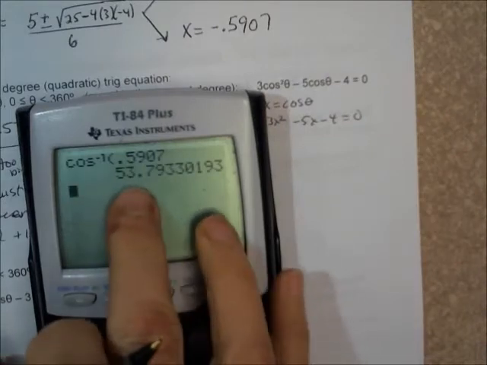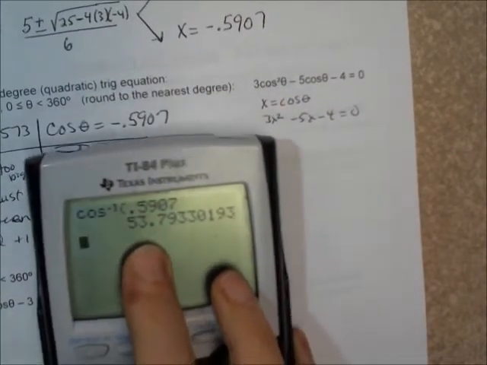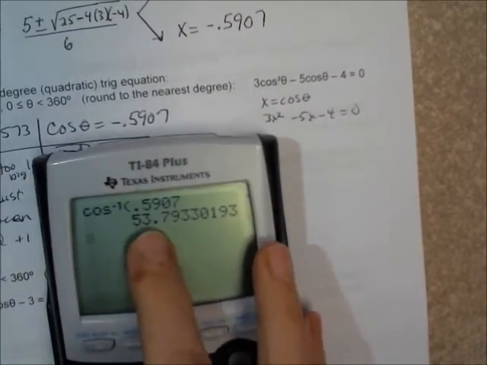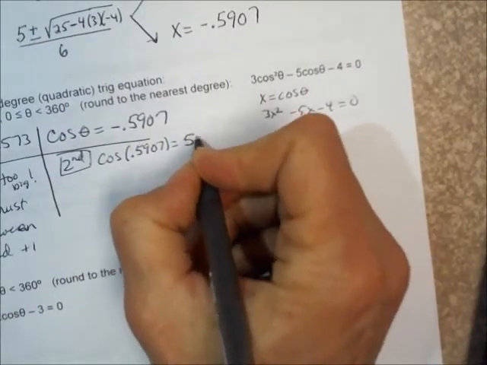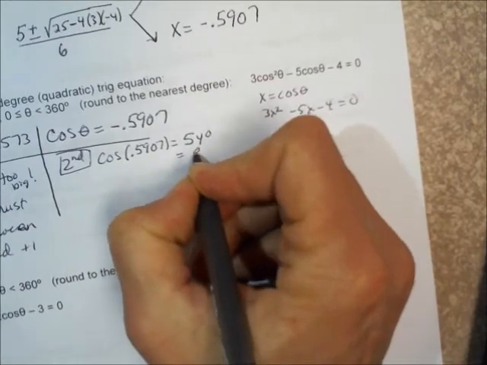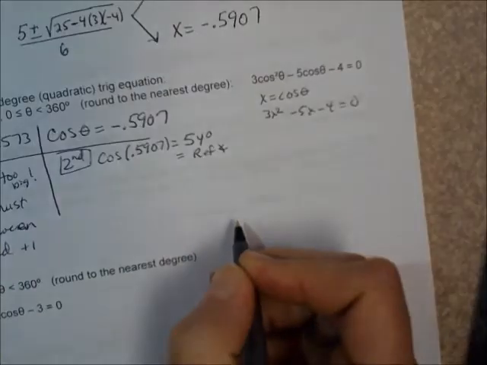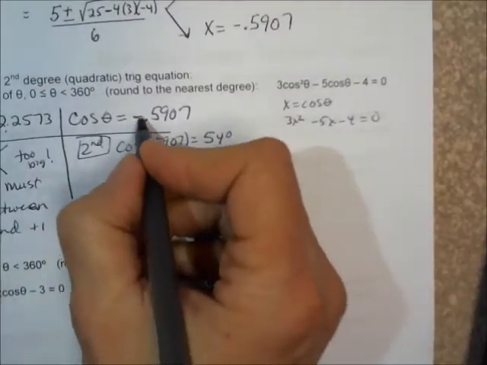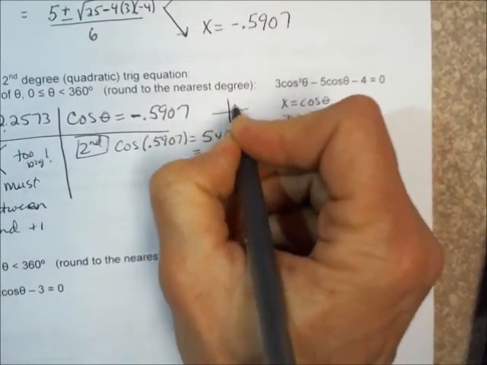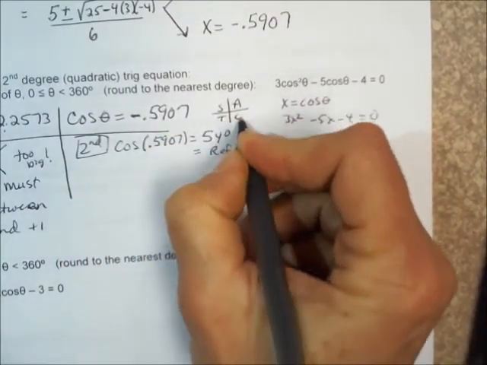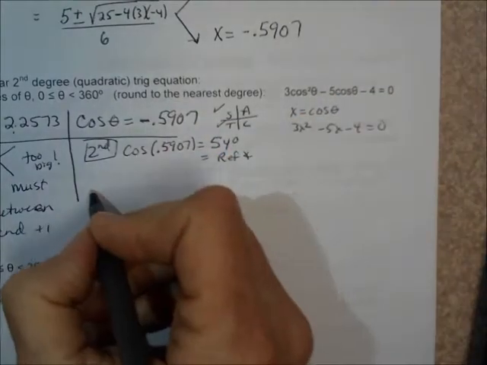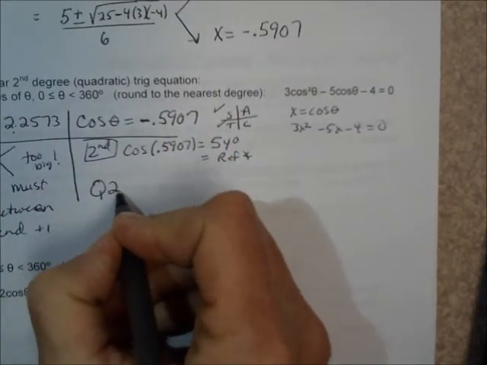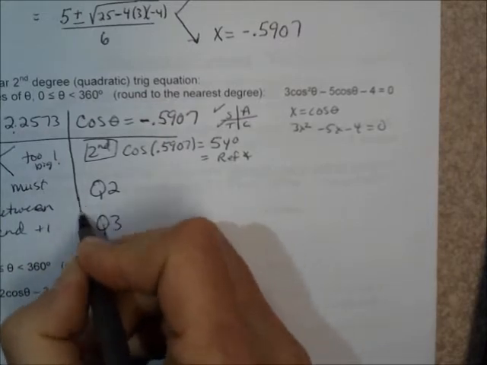And so the reference angle, let's round this to the nearest degree, it says. So that would be 54 degrees. That's the reference angle. So we have a negative cosine here, and when we do All Students Take Chemistry, cosine goes negative in quadrants 2 and 3. So we have a quadrant 2 answer, and we have a quadrant 3 answer.